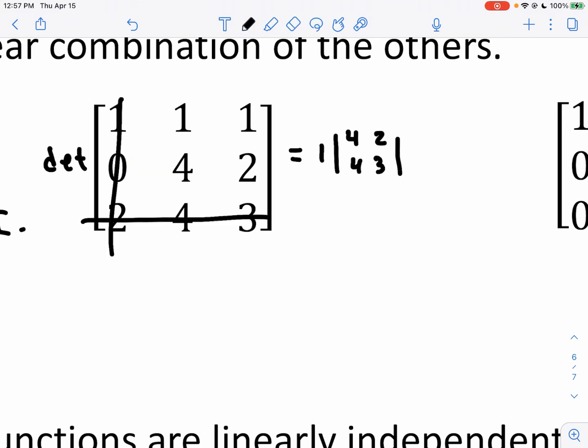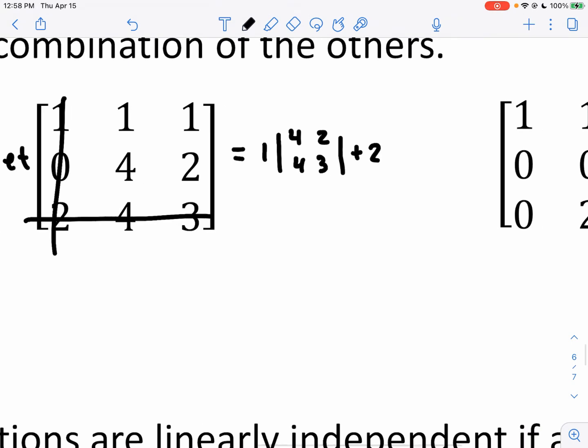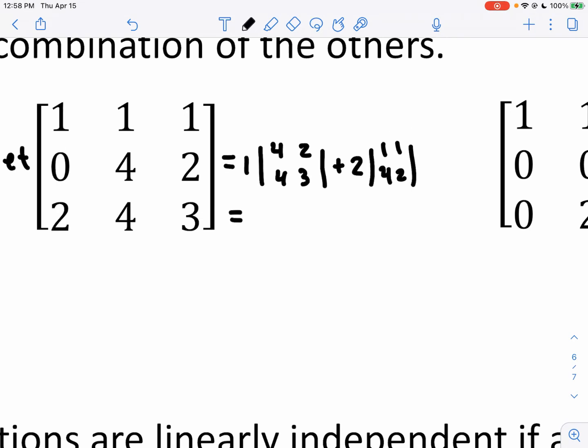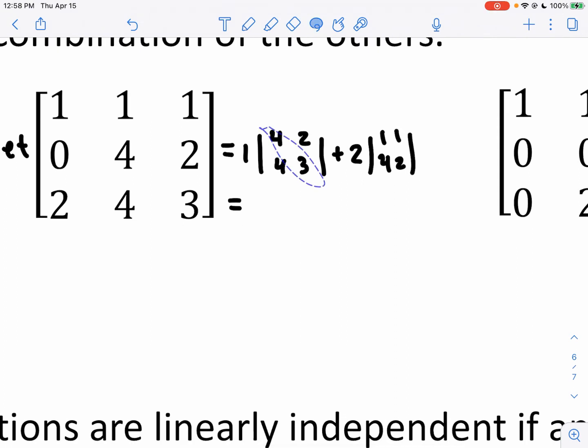And let's cross out now the 2. The 2 is also in a positive position, so we're going to have a plus 2. And then the 2 by 2 that's not crossed out is right there, 1, 1, 4, 2. Now I've got a few more determinants to calculate. Here we have 4 times 3 is 12, minus 8, that's going to be 4, and then times that 1, so we just get 4 out of this first part. And here we do 1 times 2 is 2, minus 4, so 2 minus 4 is negative 2, times this 2 here, so we get a minus 4, and so we do get a 0 out of this.